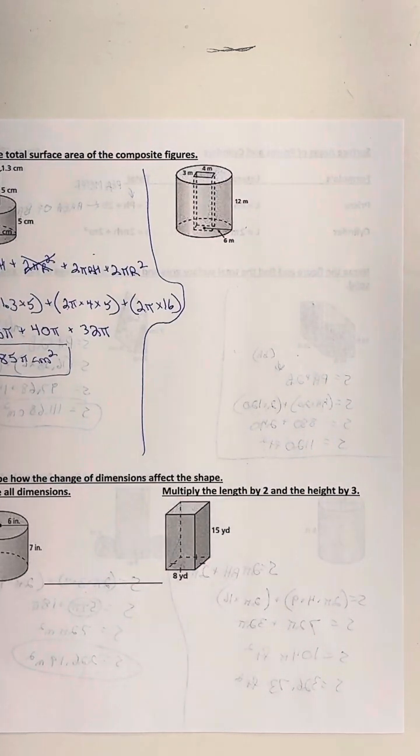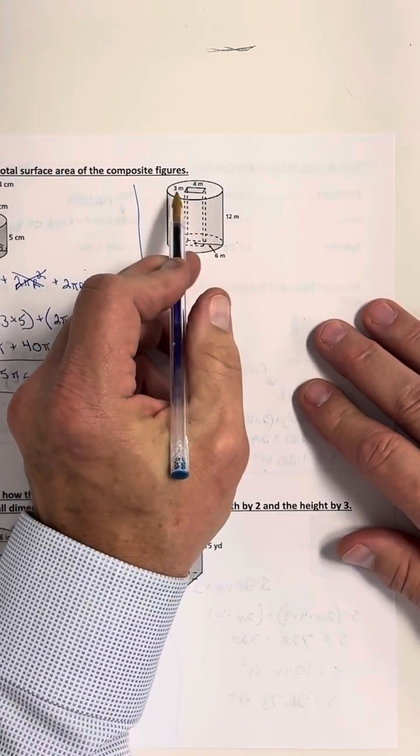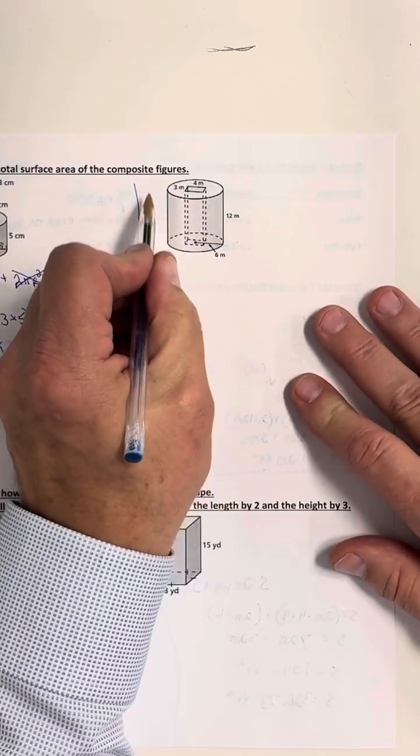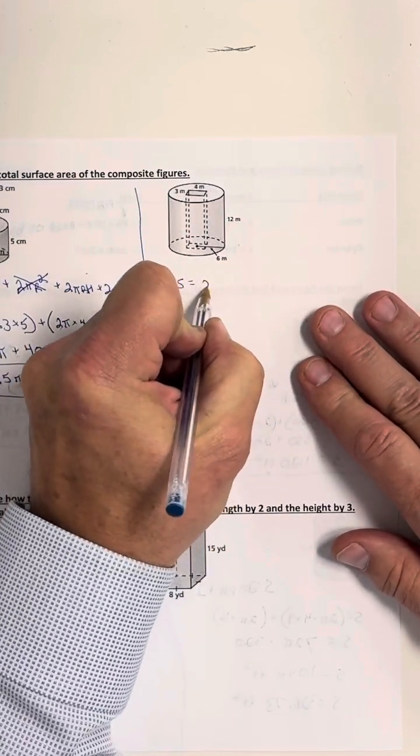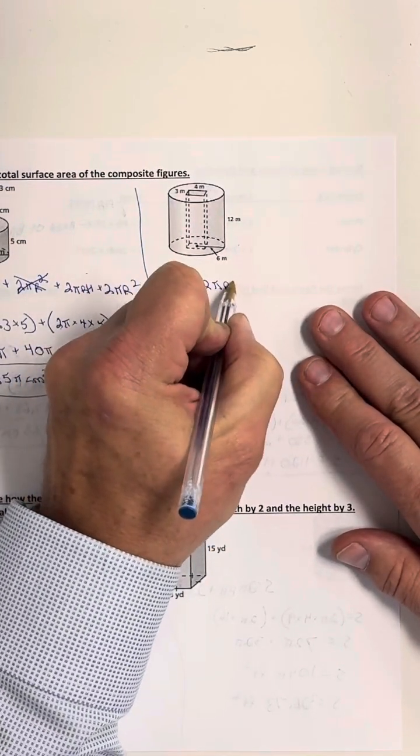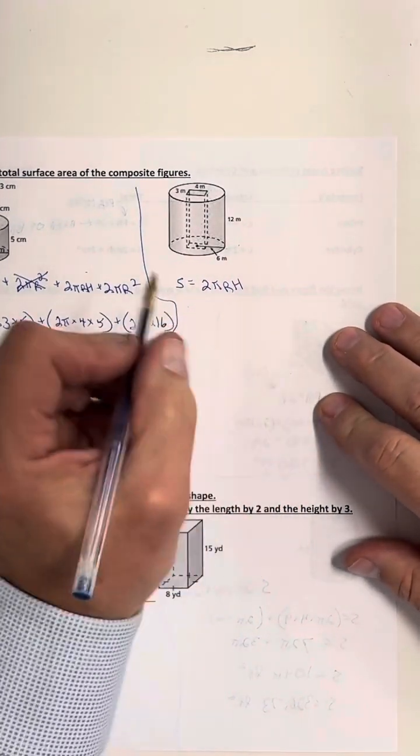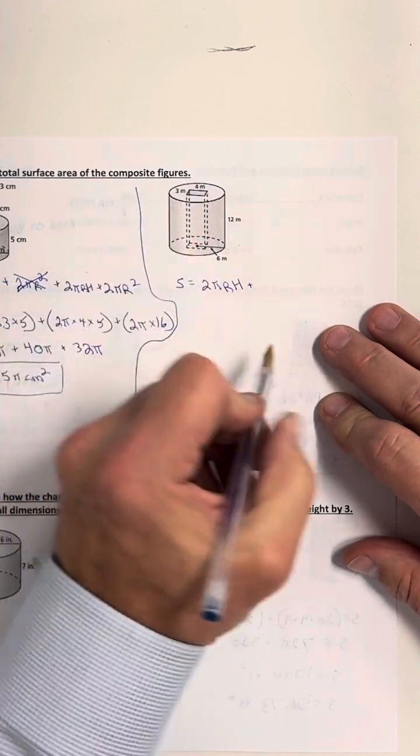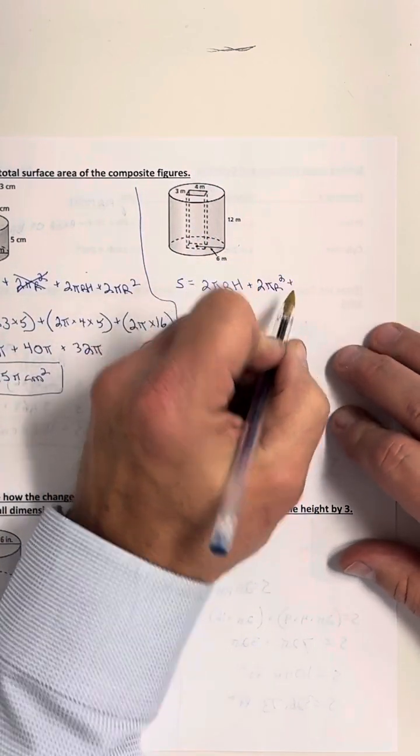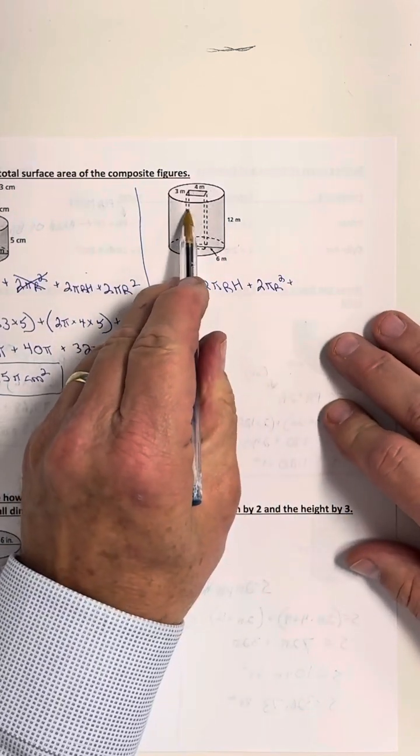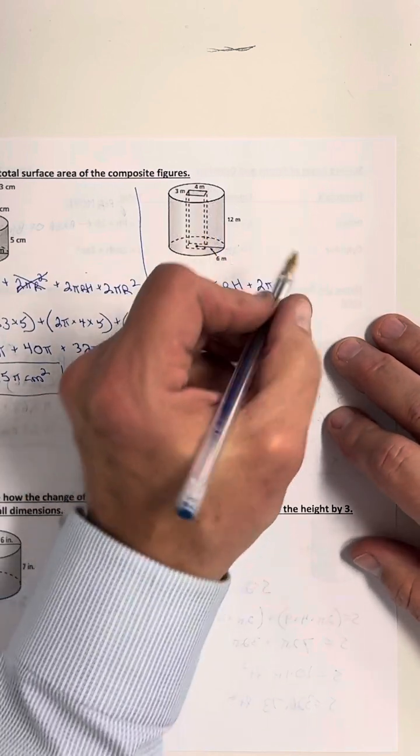Well, first thing we need is the lateral surface of the cylinder, which is 2 pi r h. We also need two big circles for the two bases, 2 pi r squared. Then we need only the lateral surface of the rectangular prism, which is just pH.